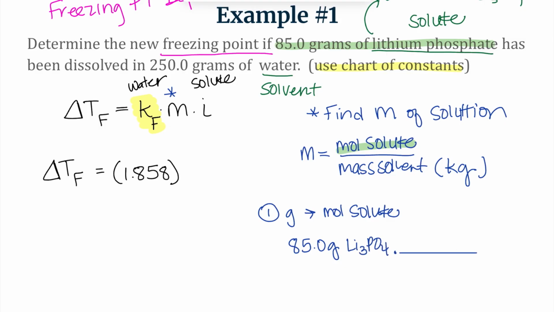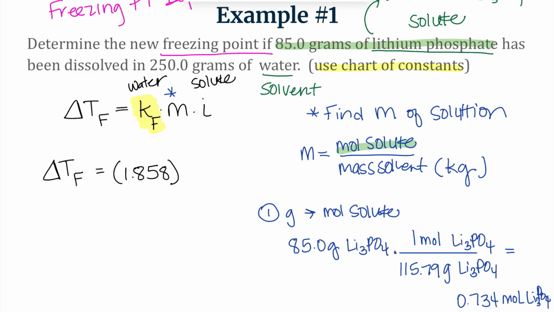To get rid of grams, I know that the number of grams of lithium phosphate that are in 1 mole of lithium phosphate is the molar mass. So I'm going to go to my periodic table and get the molar mass, which is 115.79. When I go ahead and do that, I get 0.734 moles of lithium phosphate. And so that is going to be what gets plugged in to the top part of my formula.